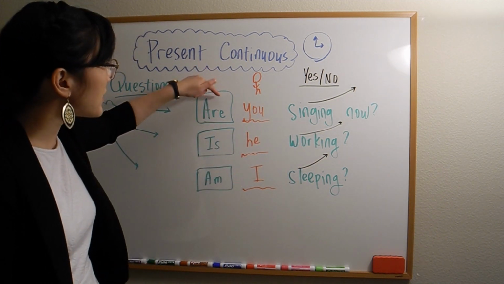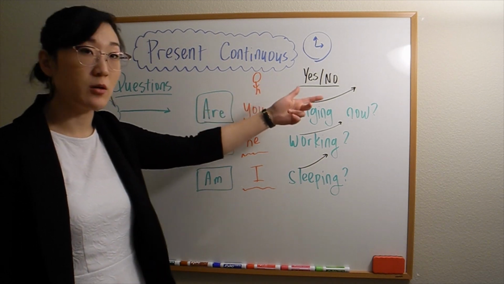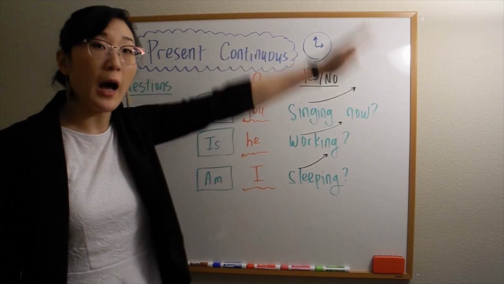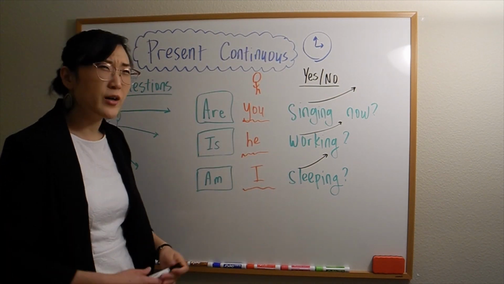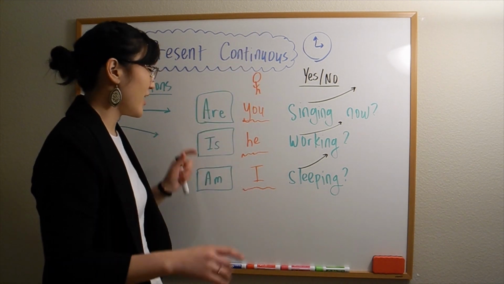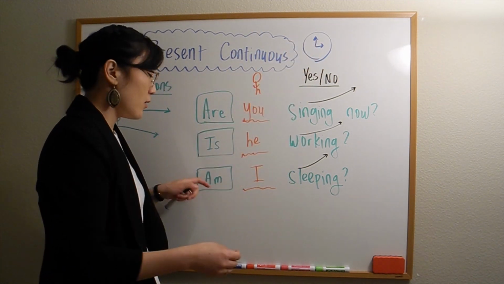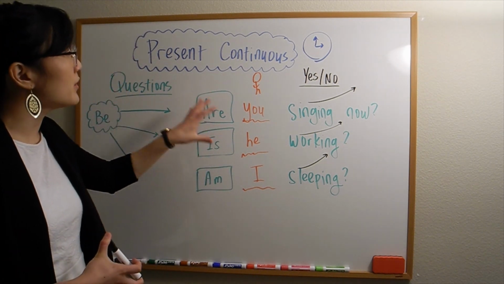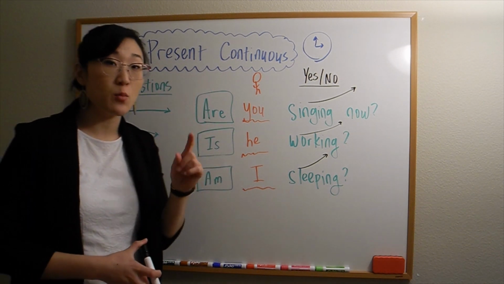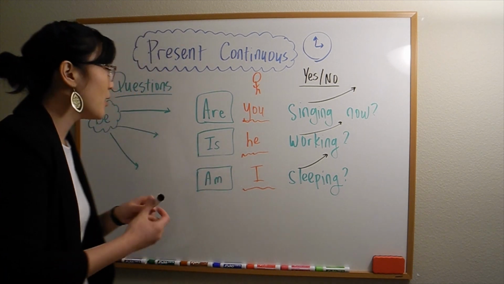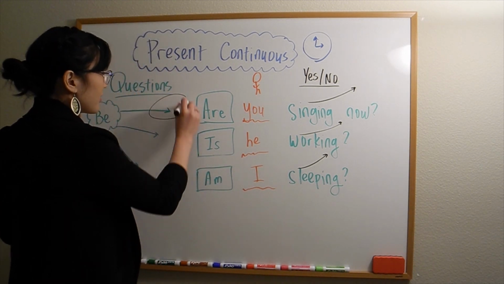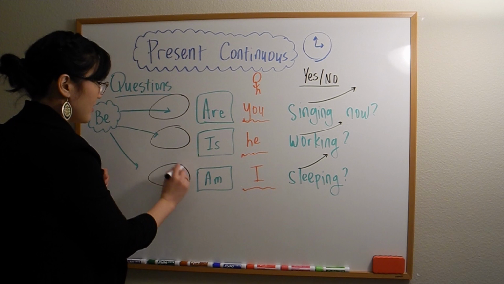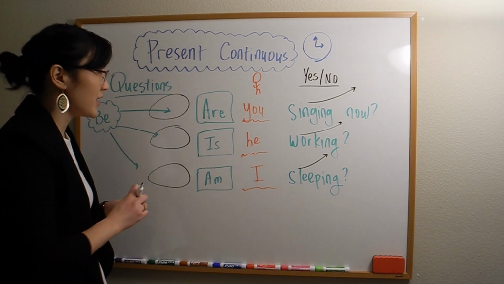So if I have my be verb first, it is a yes or no question, so it's going to go up, right? So are you singing now? Is he working? Or am I sleeping, right? If I want to change these to more information questions, what do I need here, here, and here? I need my WH words, right?